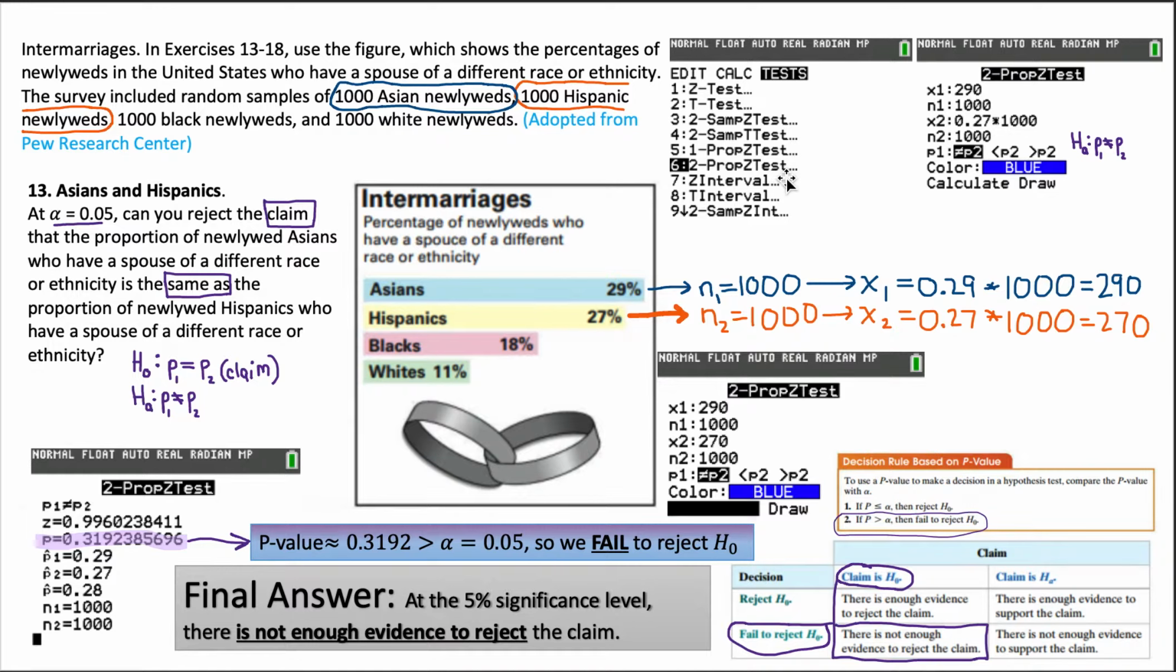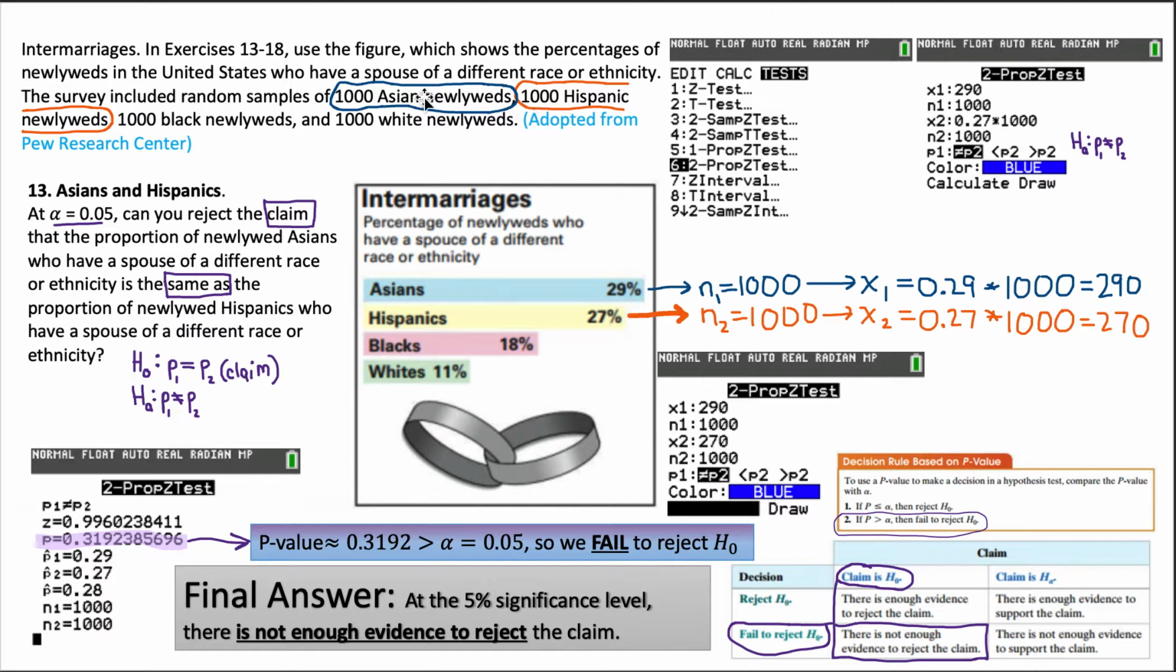Now, in the calculator, you need to enter this data as you see it here, okay? You can either enter it as 290, 1,000, 270, 1,000, and then put in your alternative hypotheses there. Or you can let the calculator do the work, right? So you can enter 0.29 times 1,000, press enter, and it'll still give you 290. Okay, your n is 1,000.